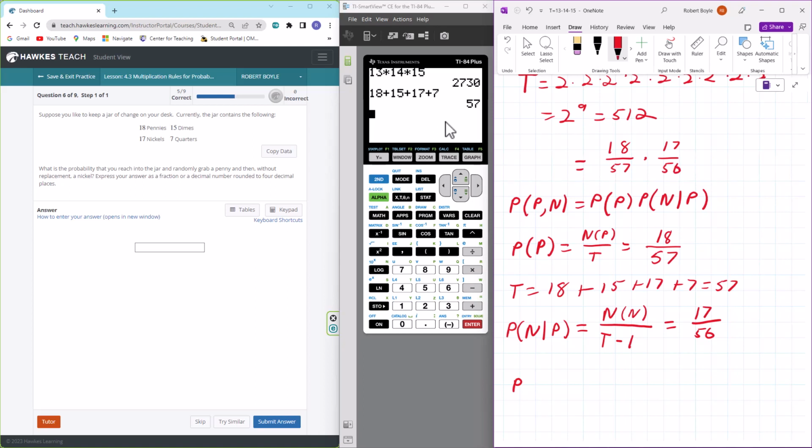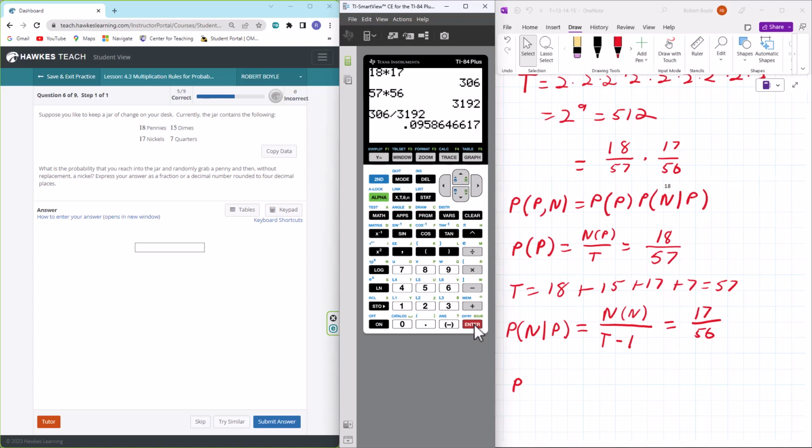Now to do that on a calculator, I have to go on the calculator first. There we go. We can do 18 times 17. That's my numerator. And my denominator is going to be 57 times 56. Now I can just basically highlight my numerator, hit enter, divided by, highlight the denominator, hit enter. And that is my answer.